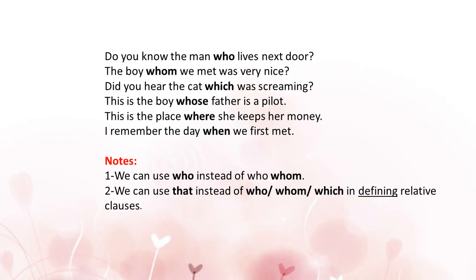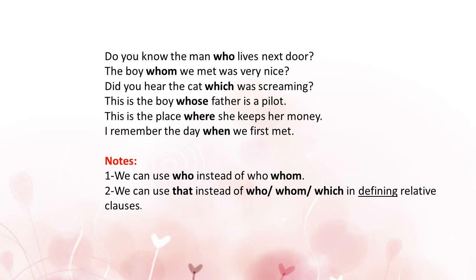So I have here examples of using the relative pronouns that we talked about. Do you know the man who lives next door? Now, who is a relative pronoun referring to the man, and here we're using who in the position of subject because we have lives. So who lives next door? The man. So who refers to the man. And we said that we use who for people, and here the person is the man in the position of subject.